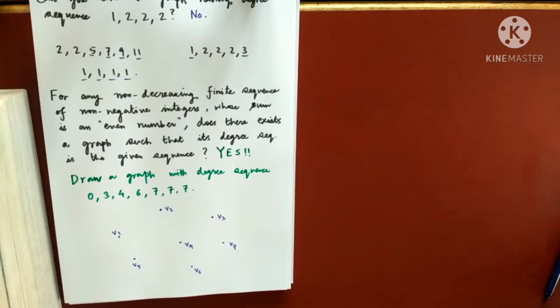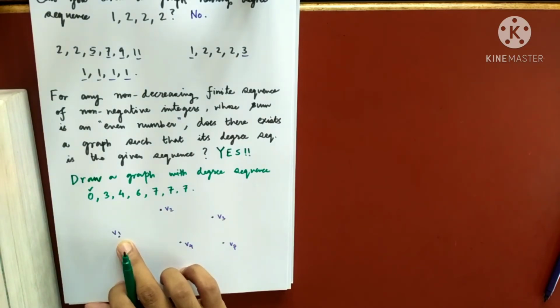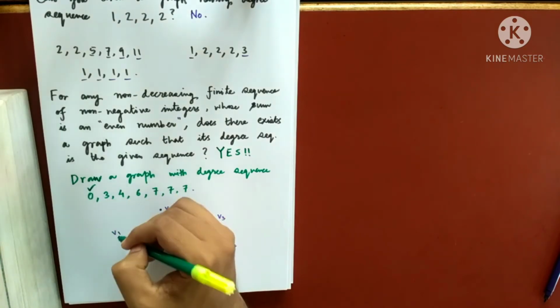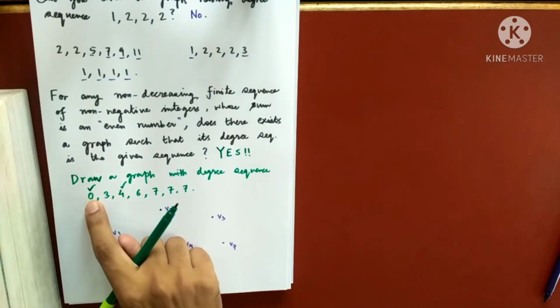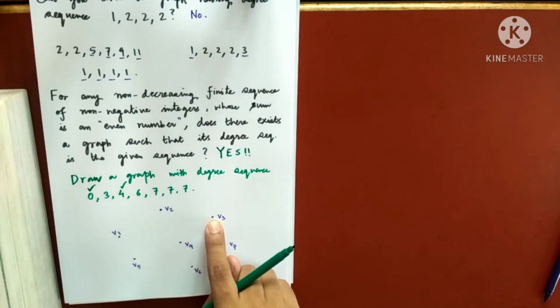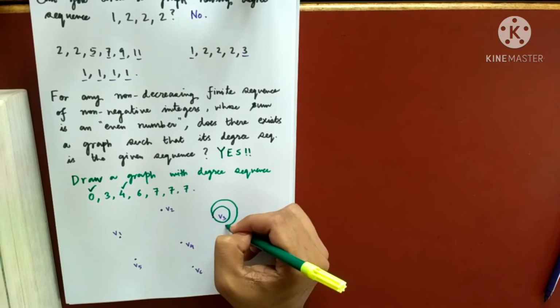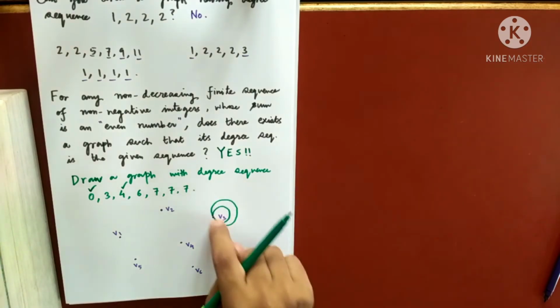Okay. Now the idea is this: you first choose the even degree ones. So 0 is the even degree one, so no edge at all. Okay, isolated one. You find the even ones. So even one is 0, nothing. Even one is 4, right? So 4 will be given to v3. You draw 2 loops around it, 1 and 2. That will make the degree of v3 4, right? 2 for this loop, 2 for this loop.